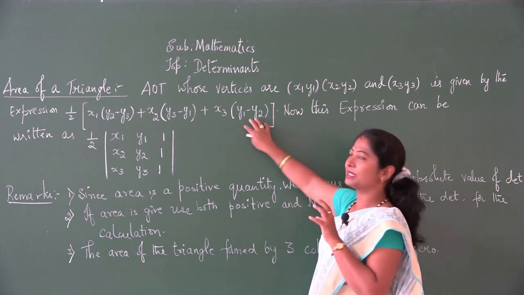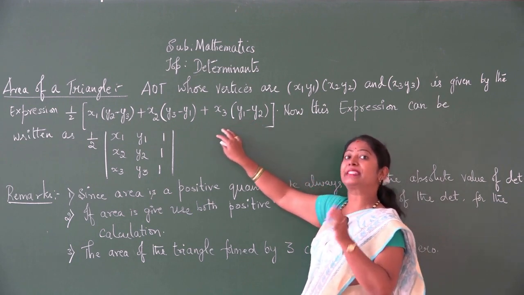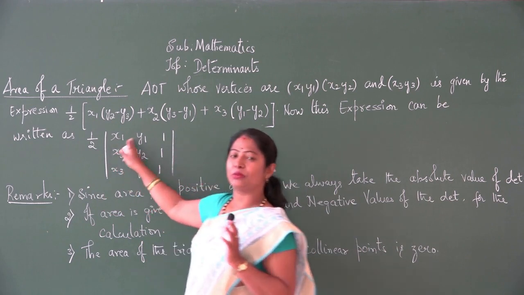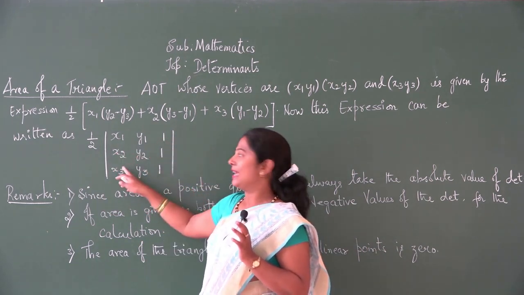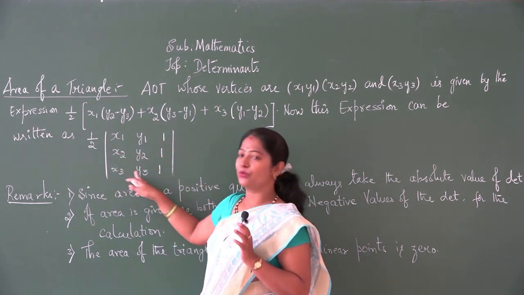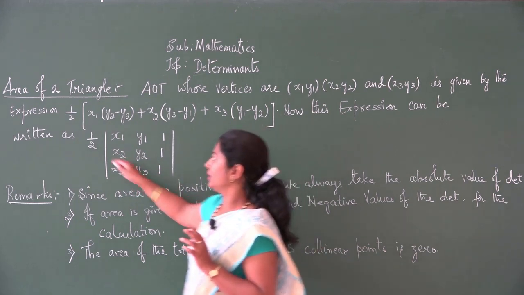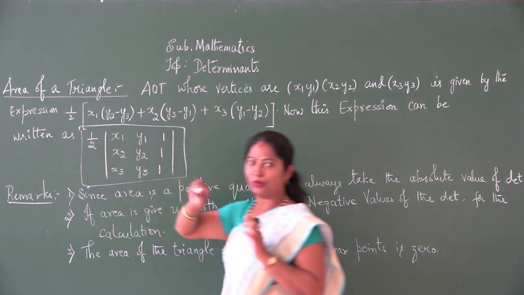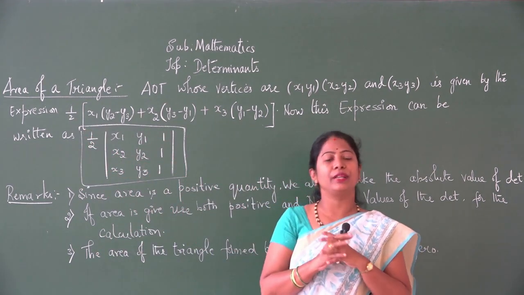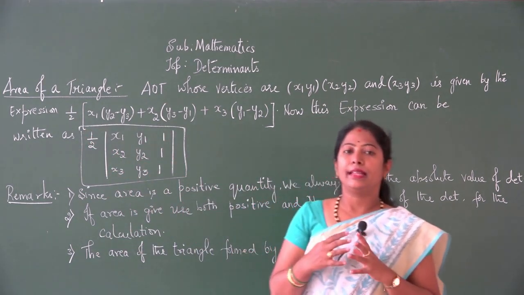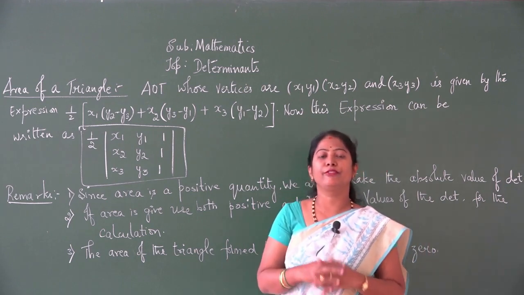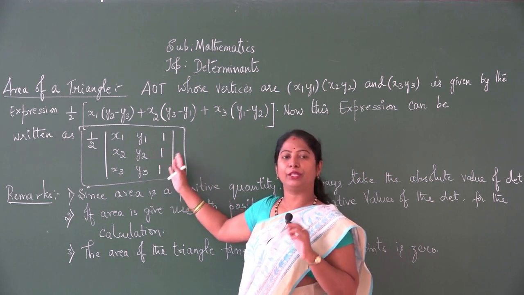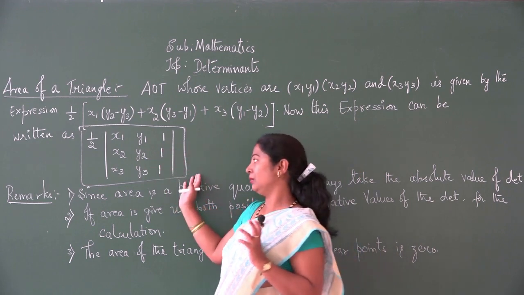Now this expression can also be expressed in the determinant form as half into determinant of x1, y1, 1, x2, y2, 1, x3, y3, 1. So this formula plays a very important role from examination point of view. Find the area of a triangle whose vertices are given, and those problems can be solved using the formula half into determinant of x1, y1, 1, x2, y2, 1, again x3, y3, 1.